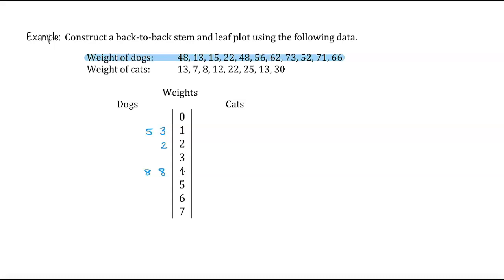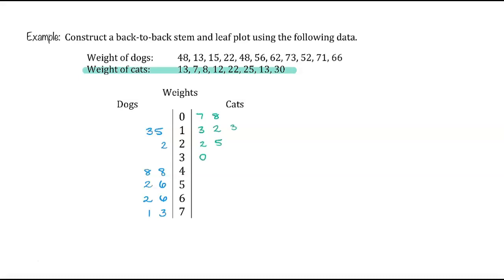For a 56, I'll put a 6 in the row with the 5. 62, I'll put a 2 in the row with a 6. 73, I need a 3 in the row corresponding to the 7. 52, we need a 2 in the row with a 5. For 71, we need a 1 on the row with a 7. And for 66, we need a 6 on the row with a 6. To clean up this left side just a little, I'm going to write these values from least to greatest. Now we can move on to the other side for the cats. I'll repeat the same process, but this time I'll put all leaves on the right side.